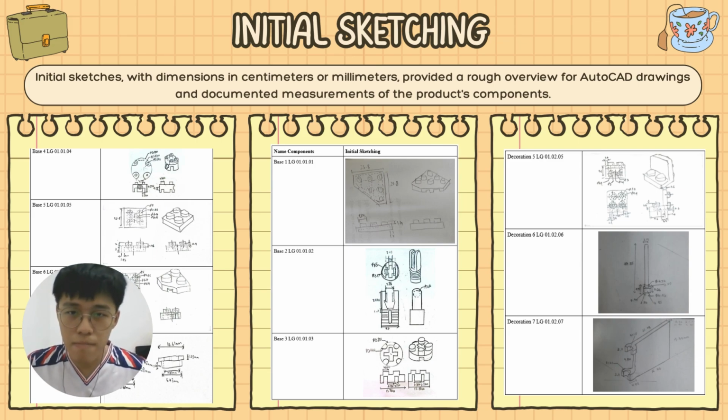Now I would like to talk about my part, which is the initial sketching. The reason why we do this initial sketching is because we need to have a rough overview for our AutoCAD design and documented measurement of the product's components. Before we do our actual AutoCAD project, we must sketch our own pieces on a draft paper or A4 paper. We will be using the dimension in either cm or millimeters.